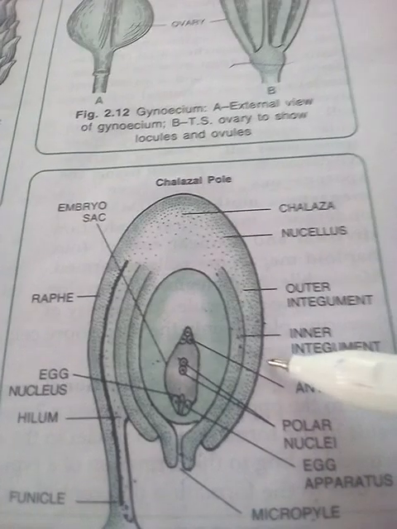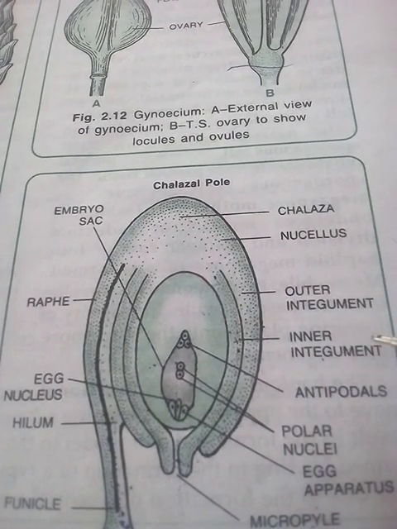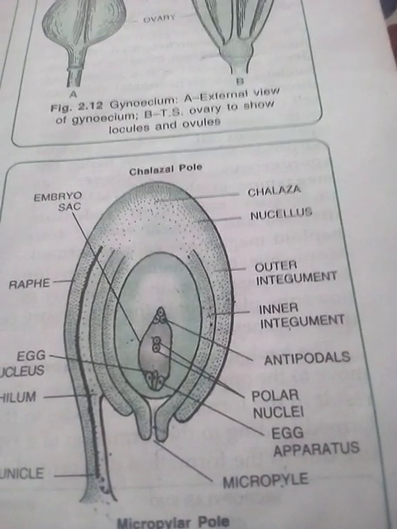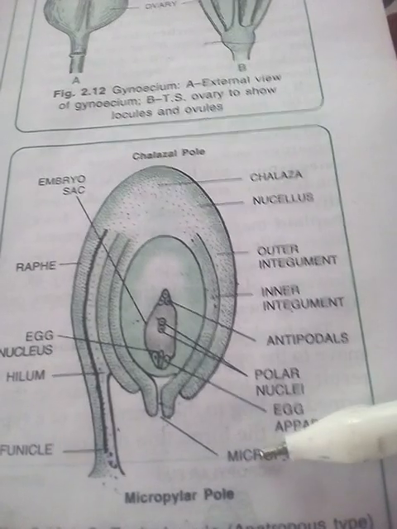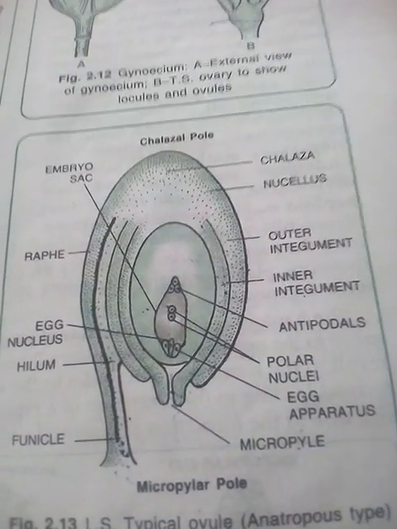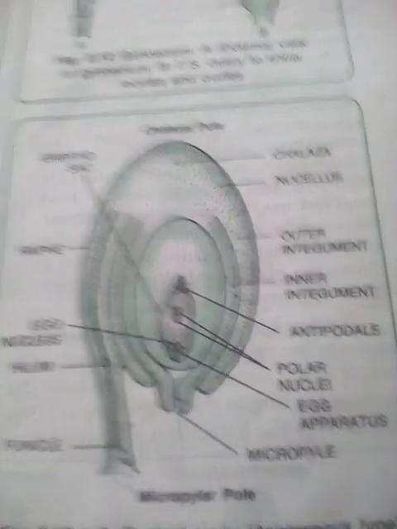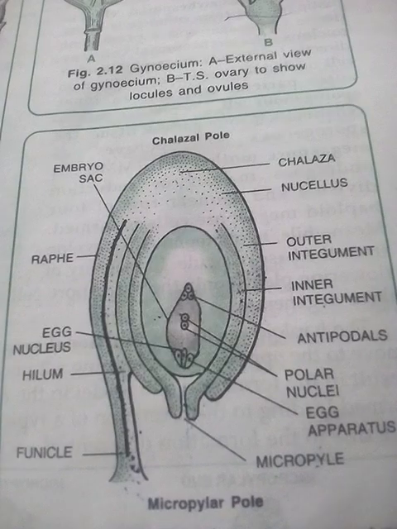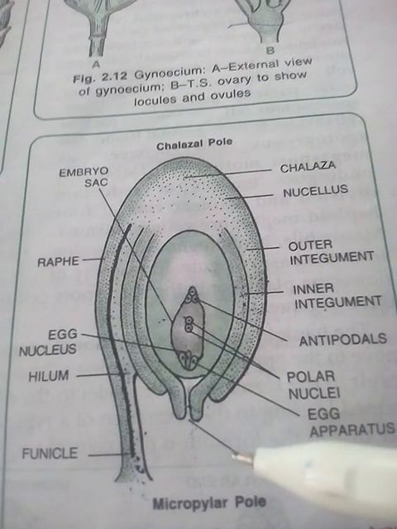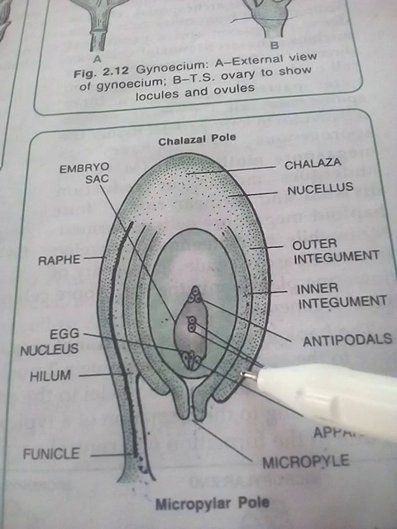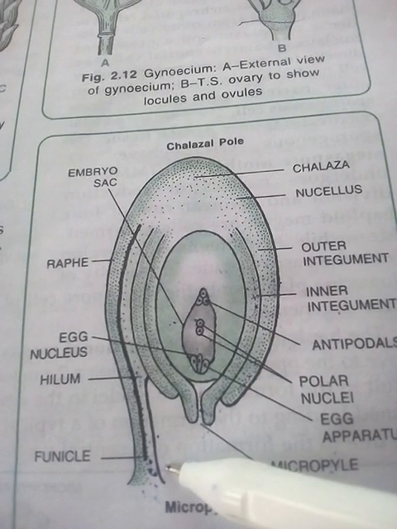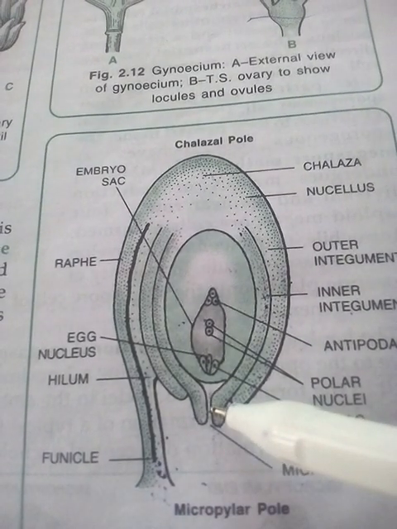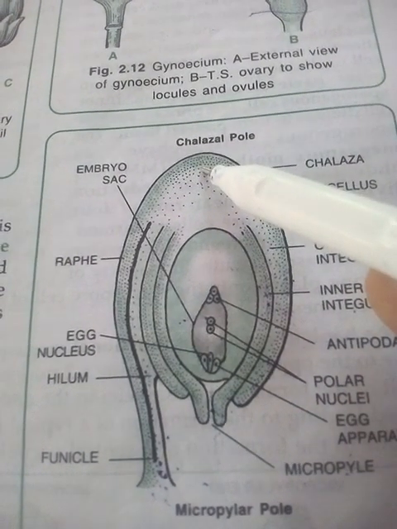In my next video I will discuss megasporogenesis and megagametogenesis, right? From this portion you have to practice the diagram of the anatropous ovule and the definition of anatropous ovule. What do you mean by anatropous ovule? When the ovule inside the ovary is in an inverted position, that is an anatropous ovule. In an anatropous ovule, because it is inverted, the micropyle is near the funicle. But in an orthotropous ovule, the chalaza will be near the funicle and the micropyle will be at the distal end of the funicle.